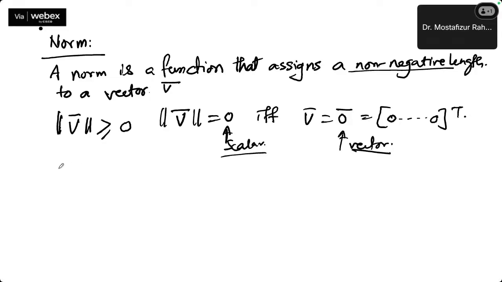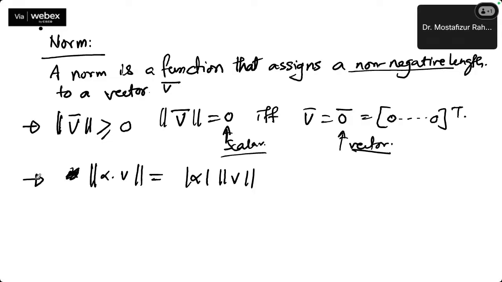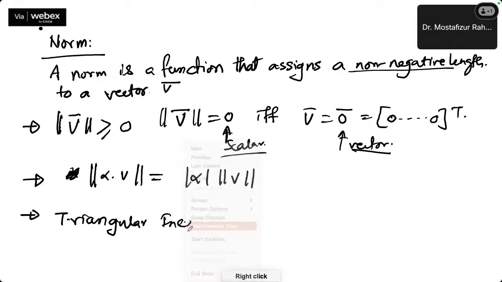Then, if I multiply the vector by alpha, the norm is equal to mod of alpha, that is the scalar part becomes its modulus, times the norm of V. And there is another property called the triangular inequality property.